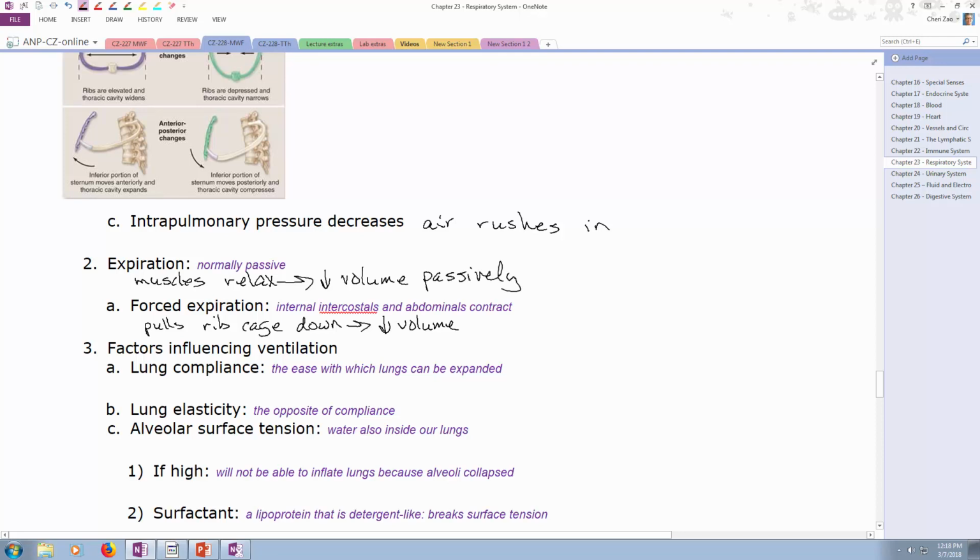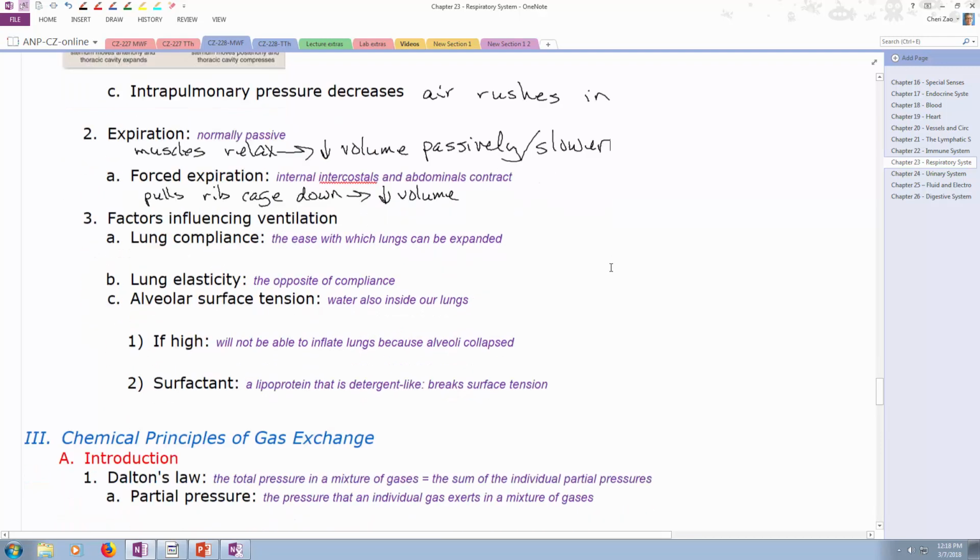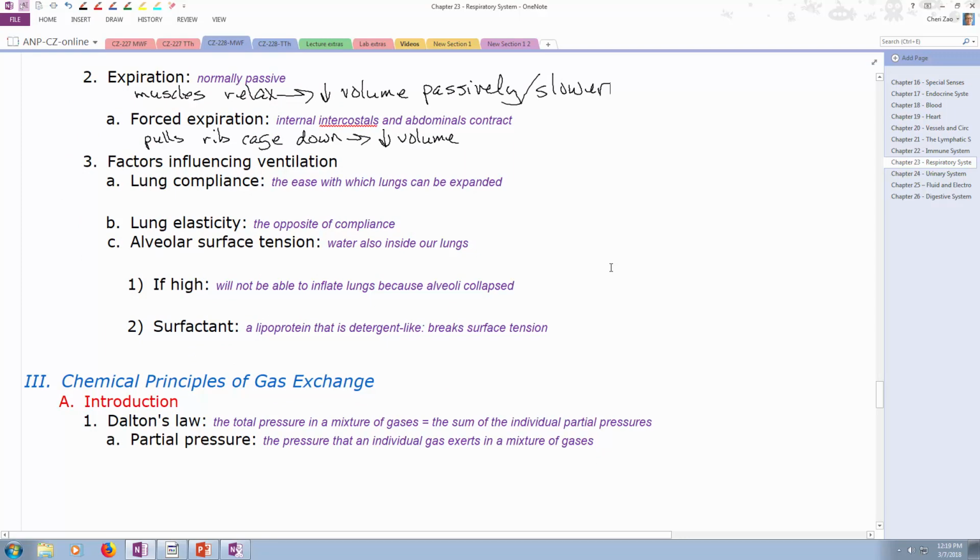The passive action is actually a much slower process, and typically a natural exhalation is a slower process. Things influencing ventilation: lung compliance, lung elasticity, and alveolar surface tension. So moving air in and out. Ventilation is a physical action of moving air in and out.